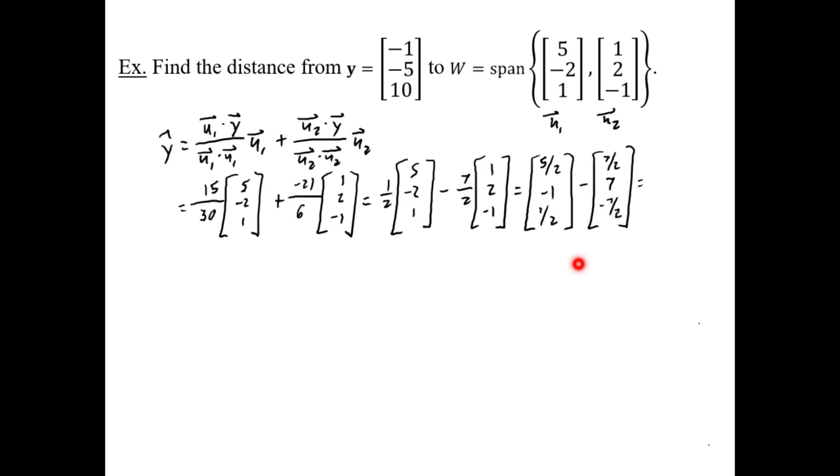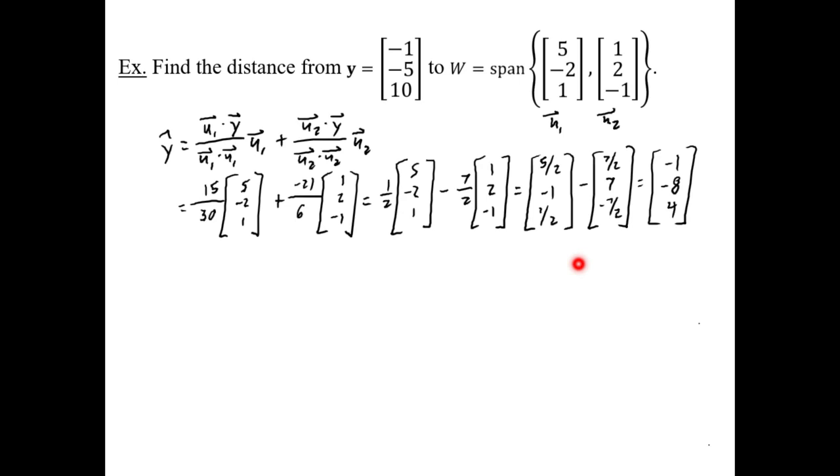If I then do the subtraction, I'm going to get 5/2 minus 7/2 is -2/2, or -1. Negative 1 minus 7 is negative 8. And 1/2 plus 7/2 is 8/2, which is 4. So there's my y hat. This would be the point in W that's closest to y.